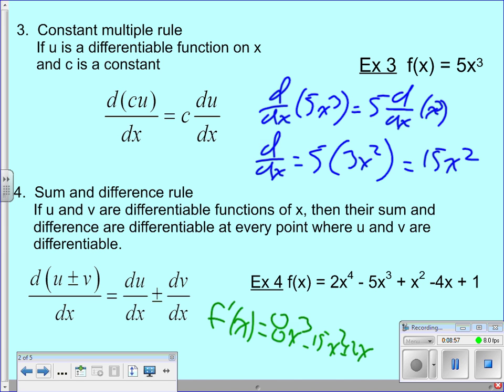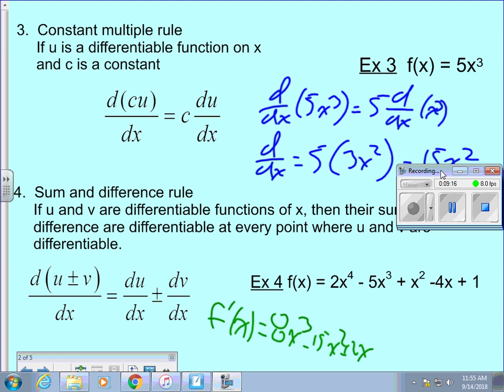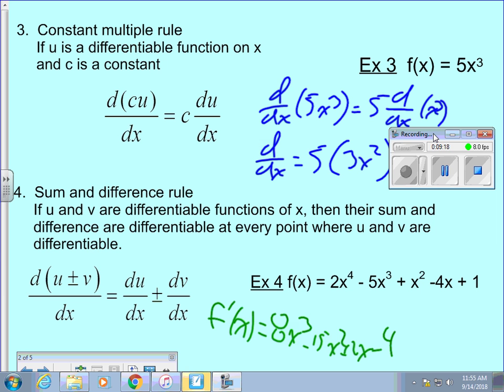Here's the hard one. What's the derivative of negative 4x? Negative 4. What's the power on negative 4x? The power is 1. Bring the 1 down out in front, reduce it by 1, so that gives me negative 4x to the 0. X to the 0 is 1, so it's negative 4. And the derivative of 1 is 0.